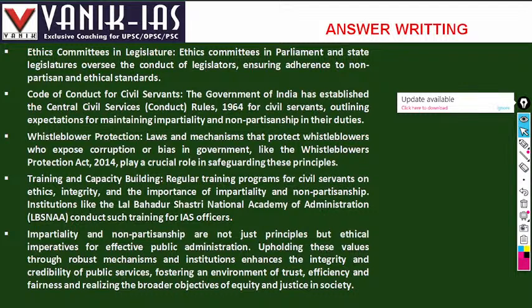Civil servants are given guidelines outlining expectations for maintaining impartiality and non-partisanship in their duties. Whistleblower protection: laws and mechanisms that protect whistleblowers who expose corruption or bias in government, like the Whistleblowers Protection Act 2014, play a crucial role in safeguarding these principles. Training and capacity building: regular training programs for civil servants on ethics, integrity, and the importance of impartiality and non-partisanship. Institutions like the Lal Bahadur Shastri National Academy of Administration conduct such training for IAS officers.